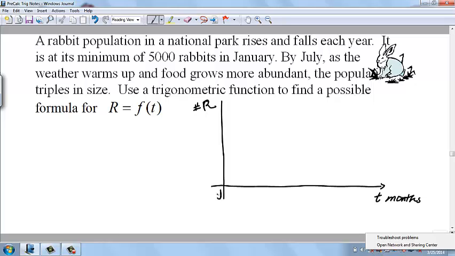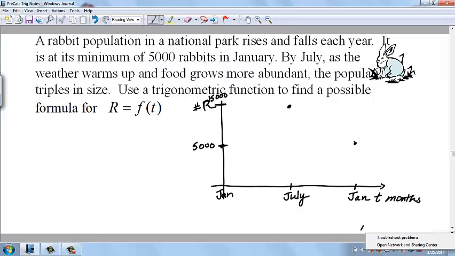Right here, we're going to call this January, right on the y-axis. And then the middle of the year is July, and then we're going to come back down to January the next year. So here's our months. We're going to look at the whole year here. They said it's at a minimum of 5,000 rabbits in January, so we'll put 5,000 right here. And then it triples in size, so it goes up to 15,000. We'll call that up here 15,000 rabbits. That happens in July because there's a lot of food. And then it comes back down in January down to 5,000.